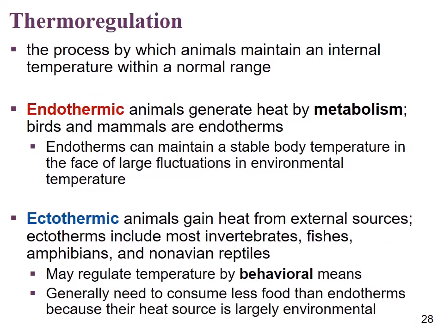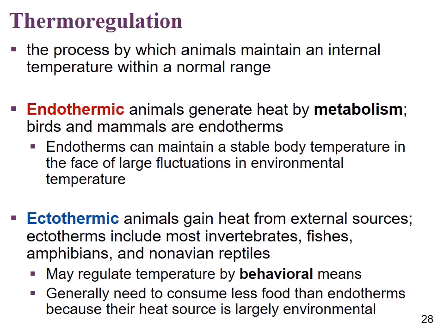Thermoregulation is the process by which animals maintain their body temperatures within a normal range. An endothermic animal is able to generate heat through their metabolism, and they can maintain their body temperature in the face of large fluctuations in environmental temperatures. Not to say that they will be able to maintain it in all environmental conditions, right? People and animals can die of hyperthermia or hypothermia, but we can maintain a relatively stable internal temperature.